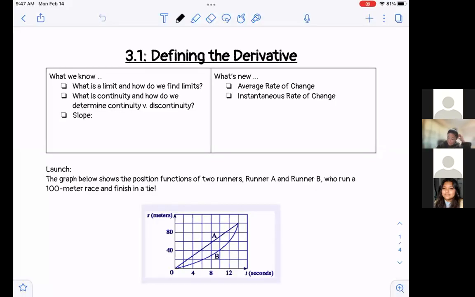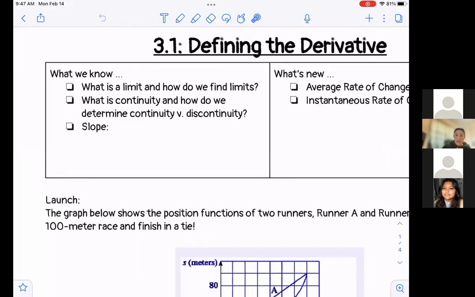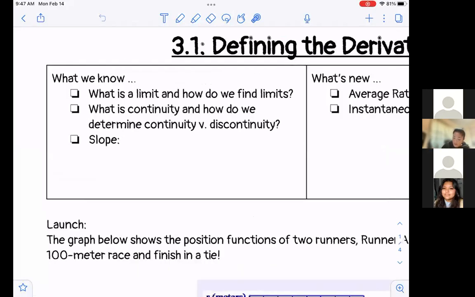All right. So today we're going to talk about 3.1, defining the derivative. If anyone has taken calculus before, or maybe talked with friends about calculus, or read a little bit about calculus in advance, this word derivative is going to be one that we become really familiar with.